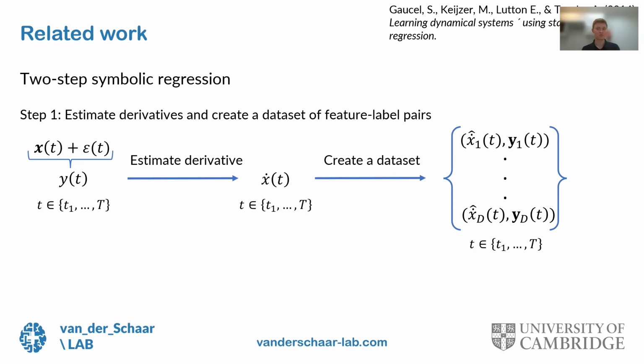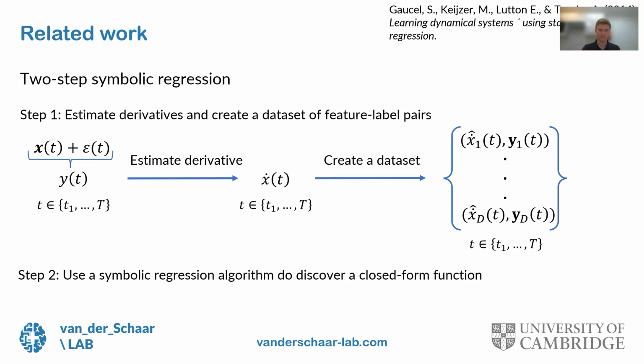In this approach, we first estimate the derivatives from the noisy data and create a dataset where the derivatives are the labels and the trajectories are the features. Then we can use any symbolic regression algorithm to discover the underlying ODE.